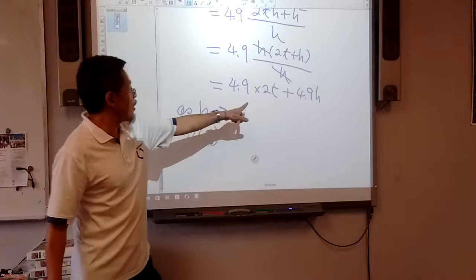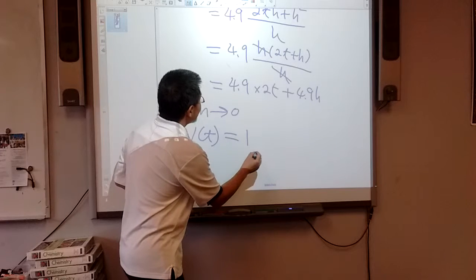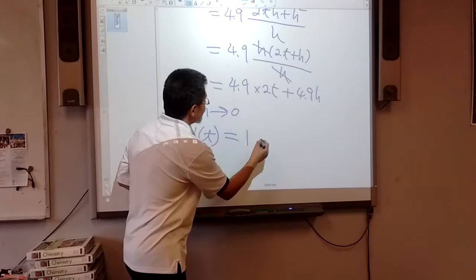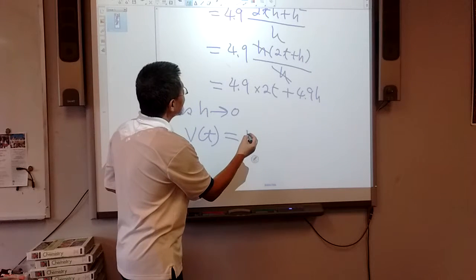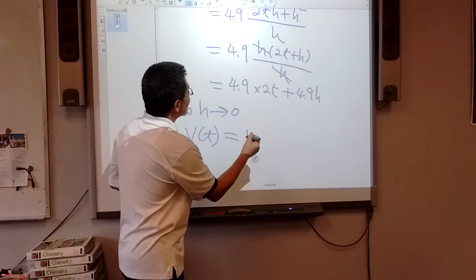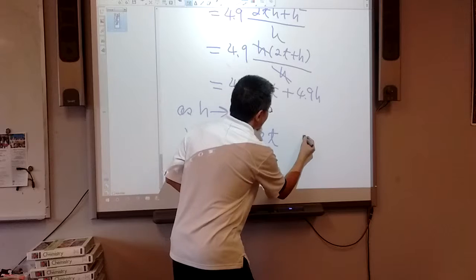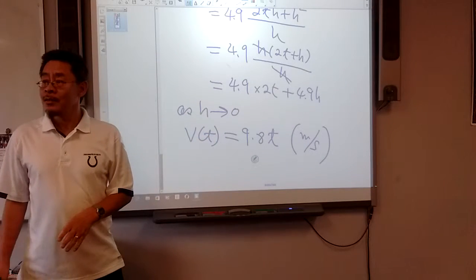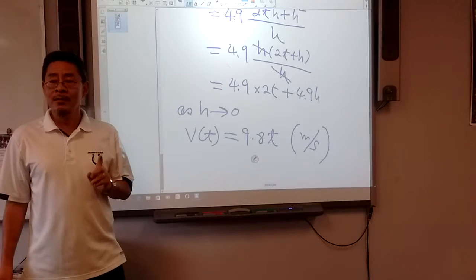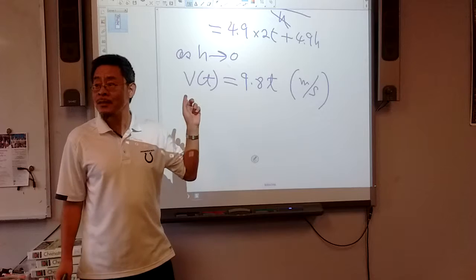instantaneous velocity at time t is what? 4.9 times 2. What's that? 9.8t. So that's meters per second. Okay, we good? Yes, it would work. So it's just gravity. This is getting to the instantaneous velocity.